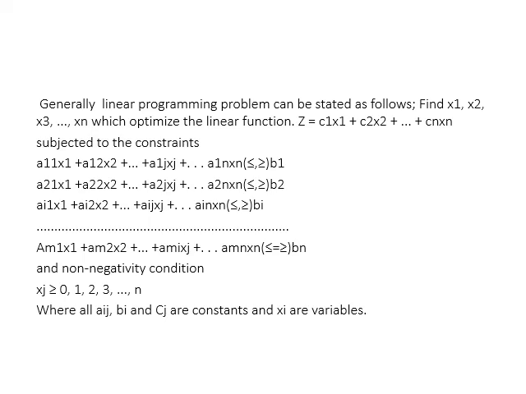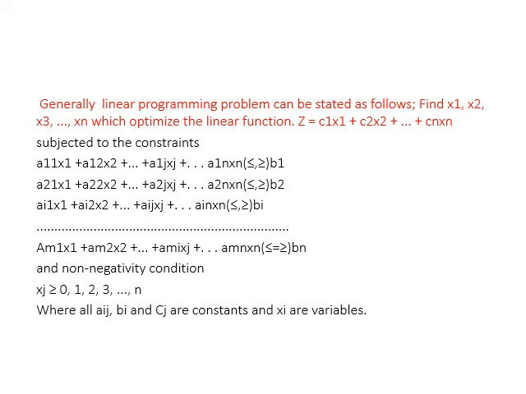Let's see what stands behind these practically, what stands behind these 3 components. Generally, a linear programming problem can be stated as follows. Find x1, x2, x3 up to xn which optimize the linear function Z equals c1 x1 plus c2 x2 up to cn xn. So Z stands for the objective function.